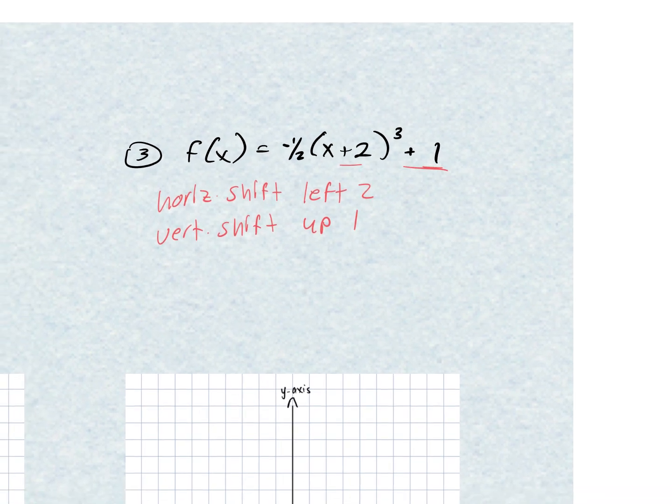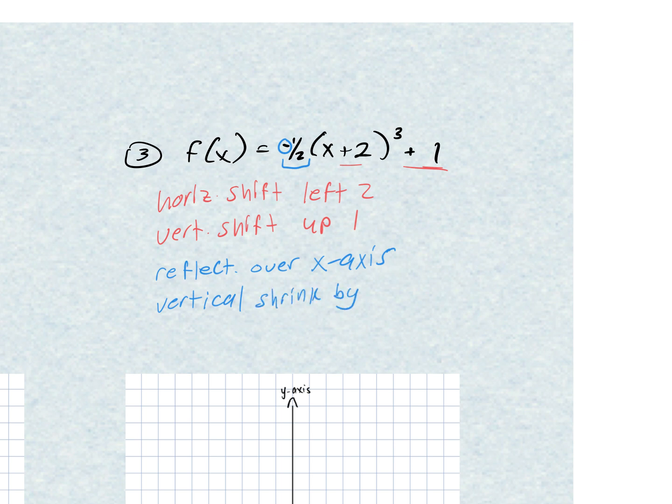Also notice on the outside we have a negative. This negative is going to be a reflection over the x-axis. If the negative is on the outside of your function, it's always going to be over the x-axis. Also notice that we have a 1/2 on the outside of it. If we have a factor that's multiplying our function, this is going to be a vertical stretch or shrink. Since 1/2 is less than 1, this is going to be a vertical shrink by a factor of 1/2.